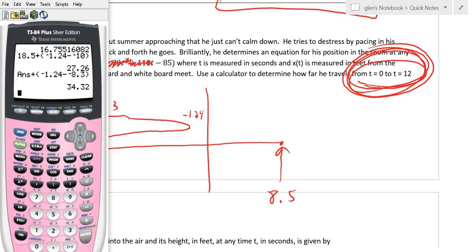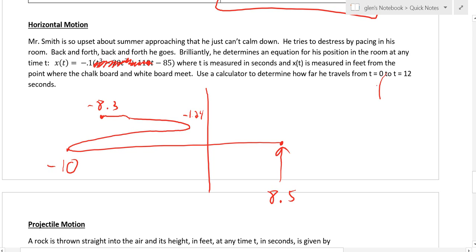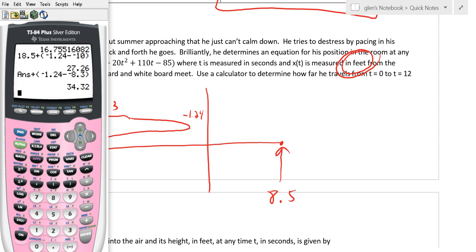Did I put units on here? Units, yeah. Does it say T is in, oh, X of T is measured in feet, it says. Because what matters is those points.